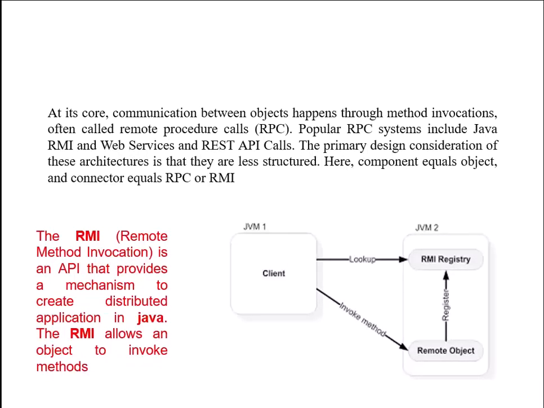RMI provides a mechanism to create distributed applications in Java. RMI allows any method to invoke methods. You can see here, this is the client on one Java virtual machine, and this is another object. One object calls another object using the invoke method, and the RMI registry is installed, which is an API that provides a mechanism to create a distributed application.